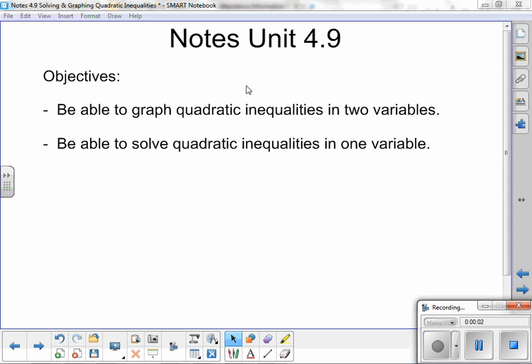All right, so here are your notes 4.9 for the Honors Algebra 2 course. Two objectives in these notes.